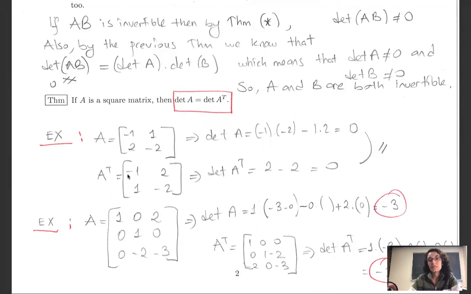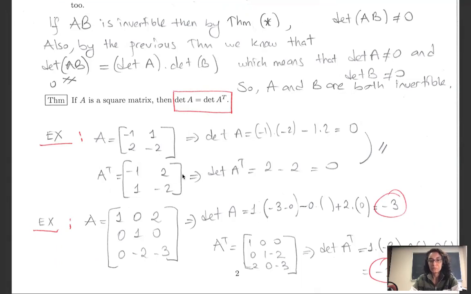So you can see this here easily. If your A is a square matrix here, a 2 by 2 matrix, the determinant will be -1 times -2 minus 2 times 1. So it will be 0. Look at the determinant of A transpose. This will be -1 times -2 minus 1 times 2, again 0.